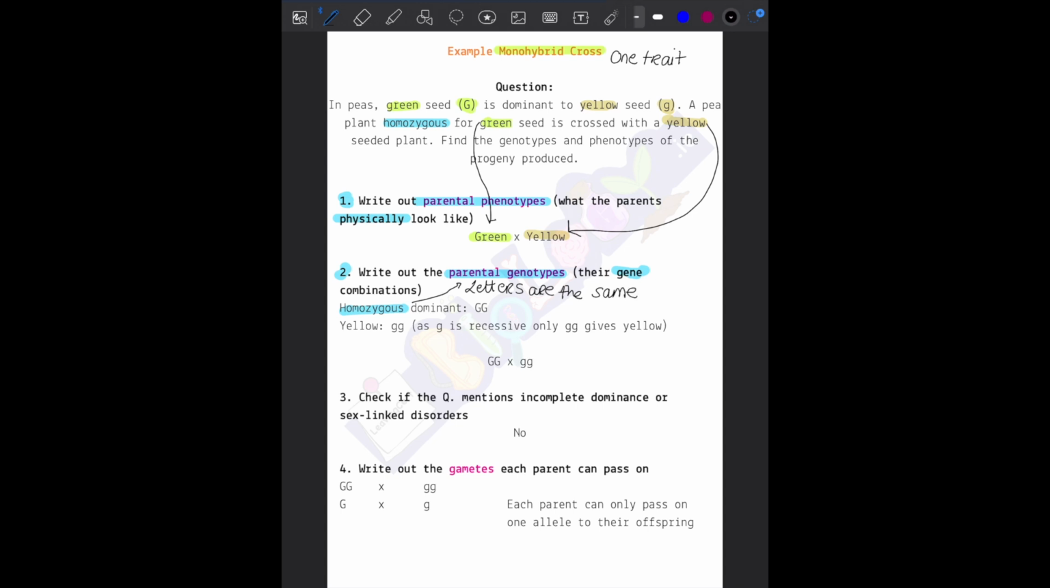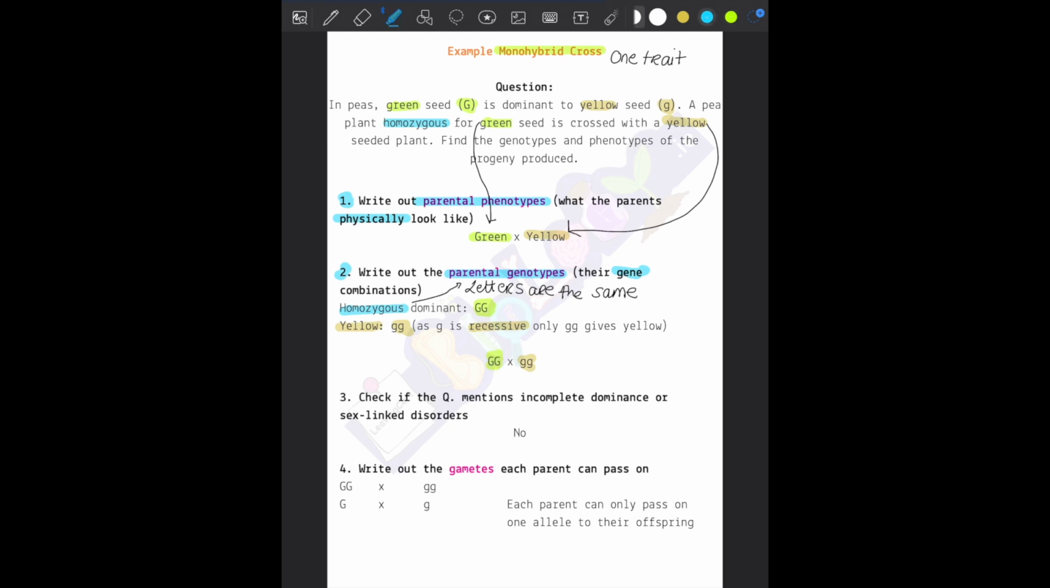The other plant that I have then is a yellow seeded plant. And remember, small g for yellow is recessive. So if I'm to have a yellow seeded plant, the only combination I can have is small g, small g. So one parent is big G, homozygous dominant. The other parent is small g, homozygous recessive.